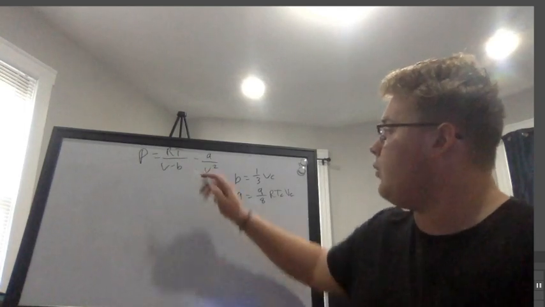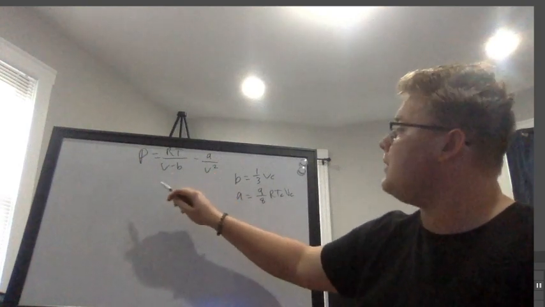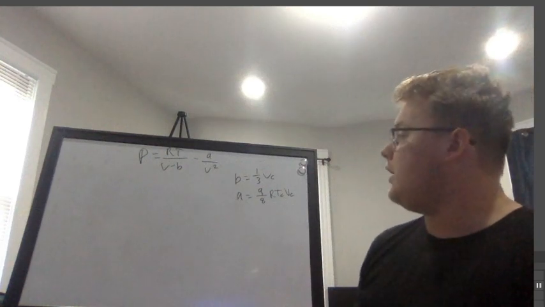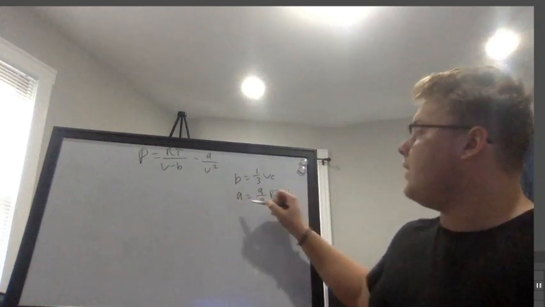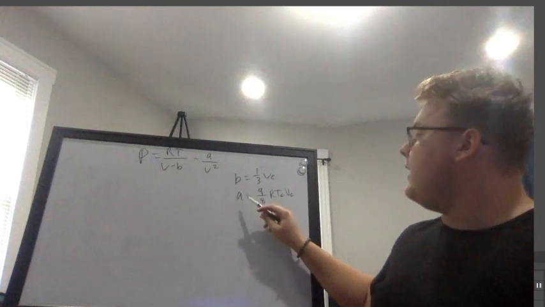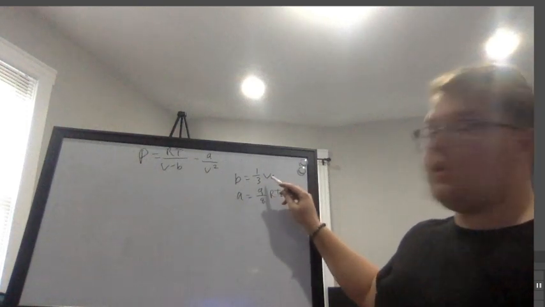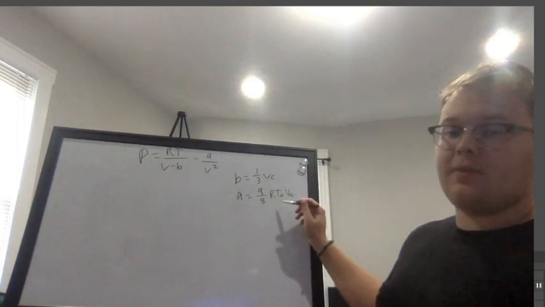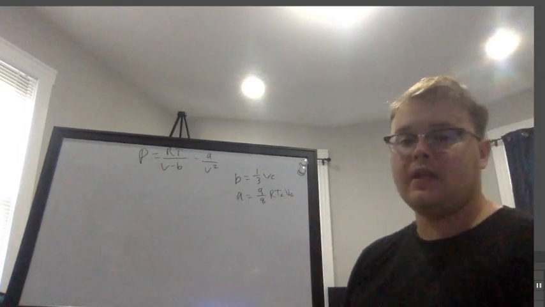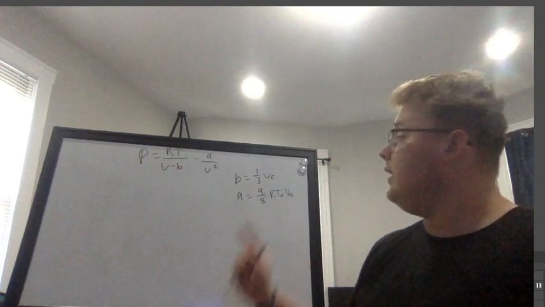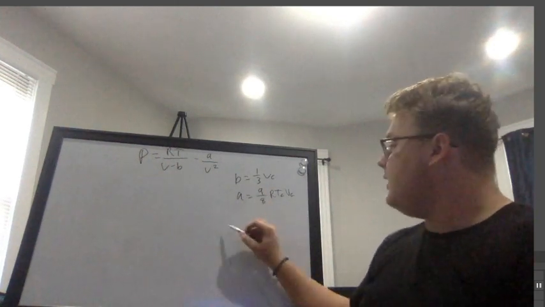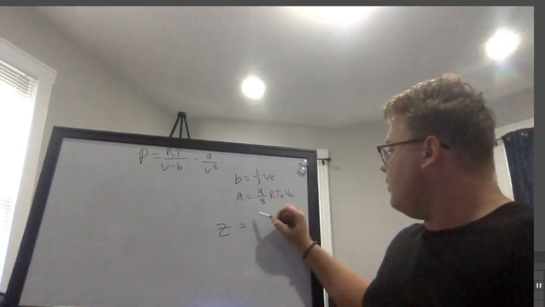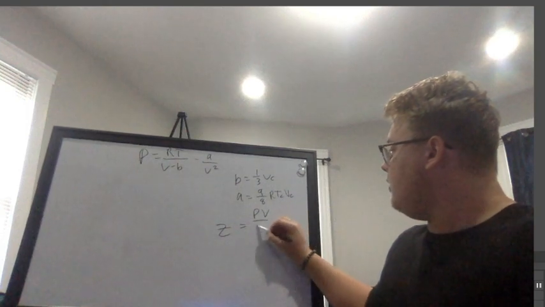So previously, I went over the van der Waals equation of state, P equals RT over V minus B minus A over V squared. And I showed you how to derive these two parameters of that equation, B and A. B being 1/3 of the critical volume, and A being 9/8 times R times the critical temperature times the critical volume. And the next component that I'm going to bring into this van der Waals equation of state is the compressibility factor Z. And Z is equal to PV over RT.